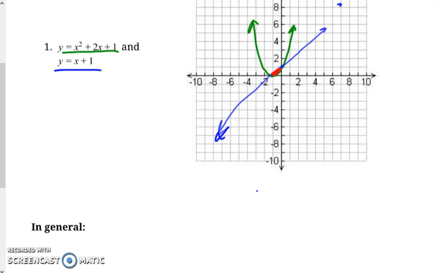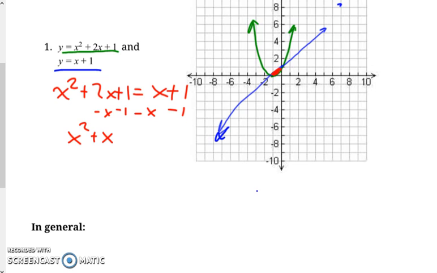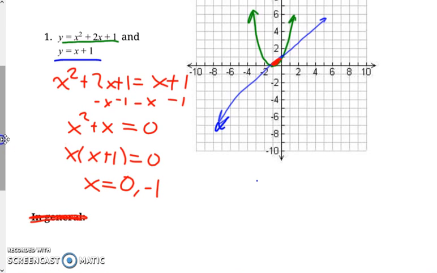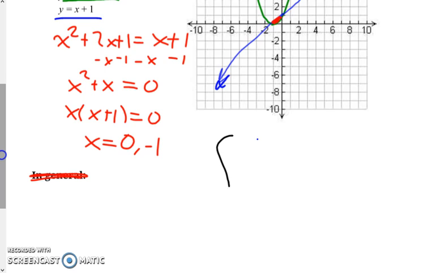Next thing we got to find is where they intersect, so we know where to do the limits of our integration. Again, you can do this algebraically. That's what we were working on yesterday. Solve this equation. Let's do this one out together. Subtract x, subtract 1, subtract 1. You get x squared plus x equals 0. Factor. You get x equals 0, and at negative 1, they intersect. Okay?